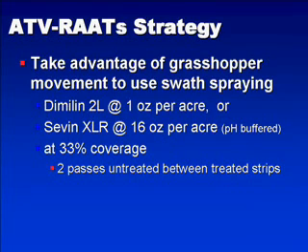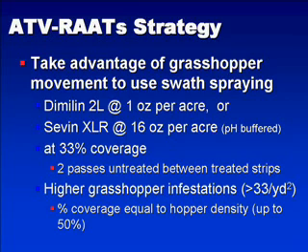A couple recommendations again from the University of Wyoming data indicate that Dimilin at a 1 ounce per acre applied rate or 7XLR at a 16 ounce per acre rate, again pH buffered, can be utilized, and we can go with about 33% coverage. In other words, 1 pass of treated material and 2 passes of untreated before we treat again, to allow for about 33% coverage, 67% untreated area between the treated strips.